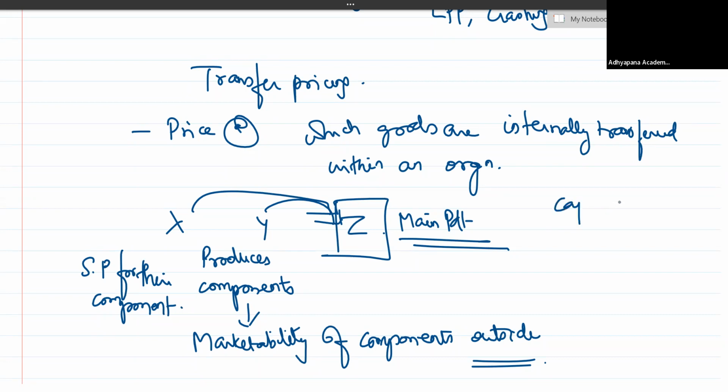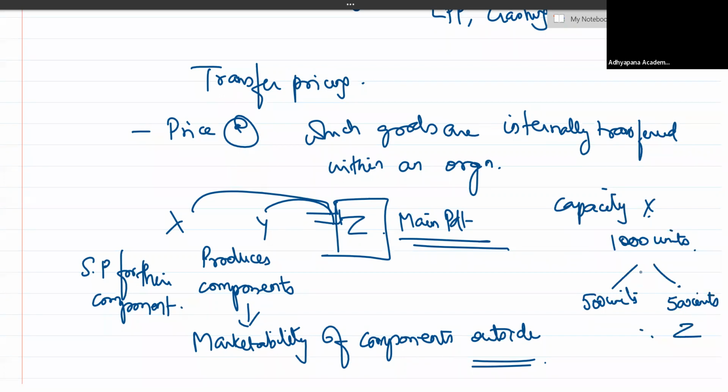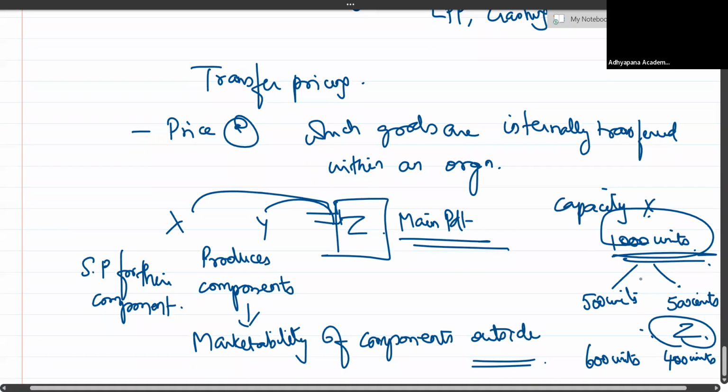Suppose the capacity of division X is 1,000 units and it has an external market of 500 units, it can sell the remaining 500 units at transfer price to division Z. What if division X is having an external market for 600 units, in which case I can meet the requirement of Z only to the extent of 400 units. If there is no restriction on 1,000 units, you can meet the requirement on both sides. But generally, every division will have a normal capacity, will have a maximum capacity. Considering that normal capacity, for the first instance I told you, if I have to honor the external market to the extent of 500 units, the internal division will be given another 500 units.